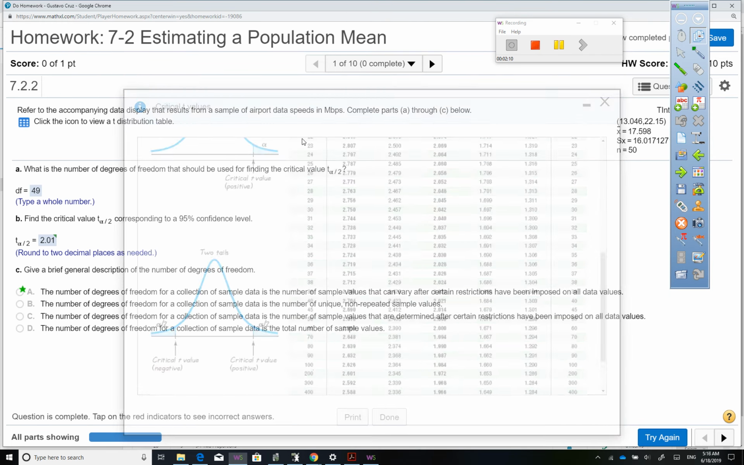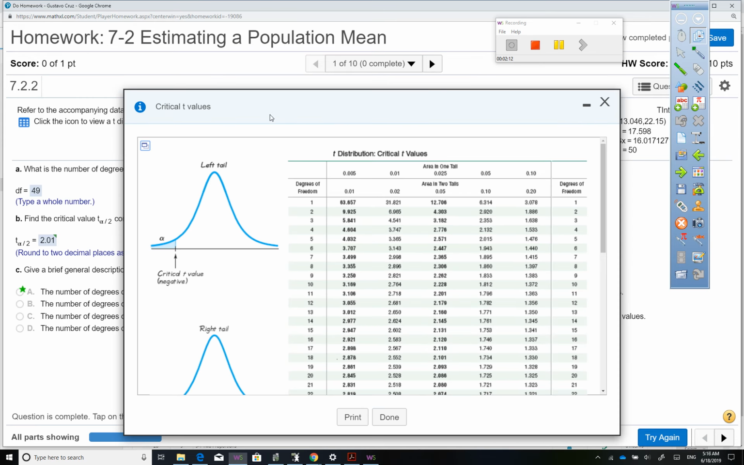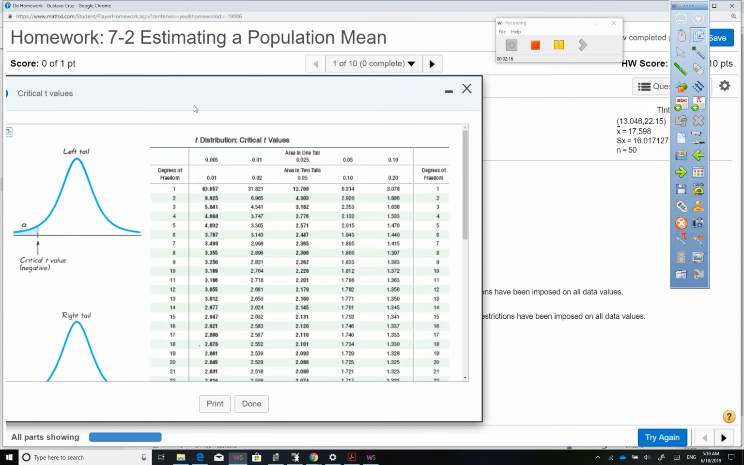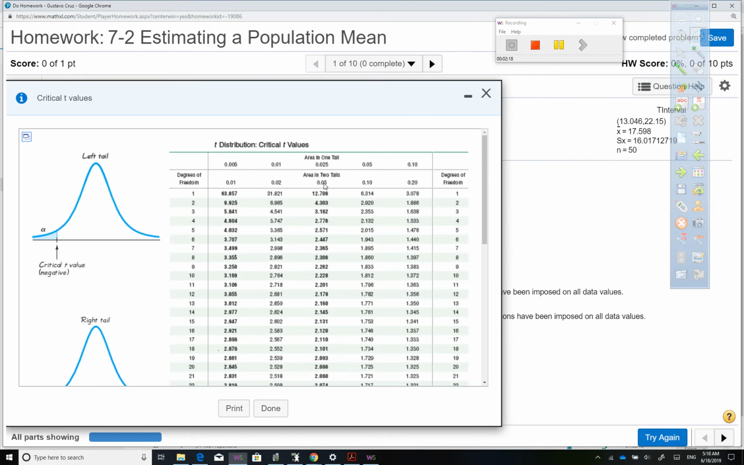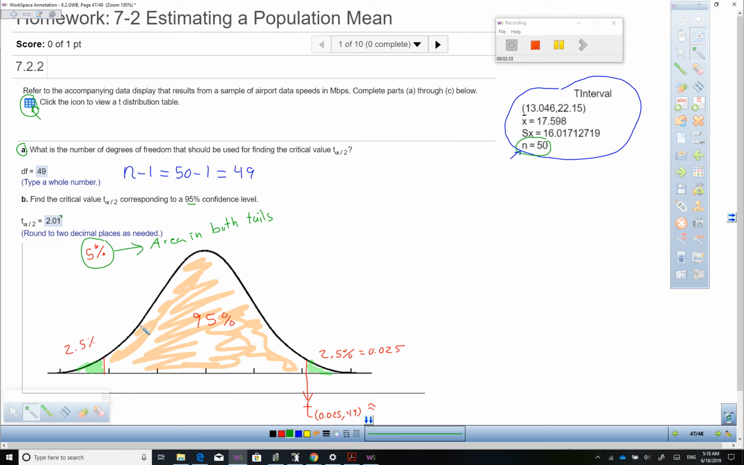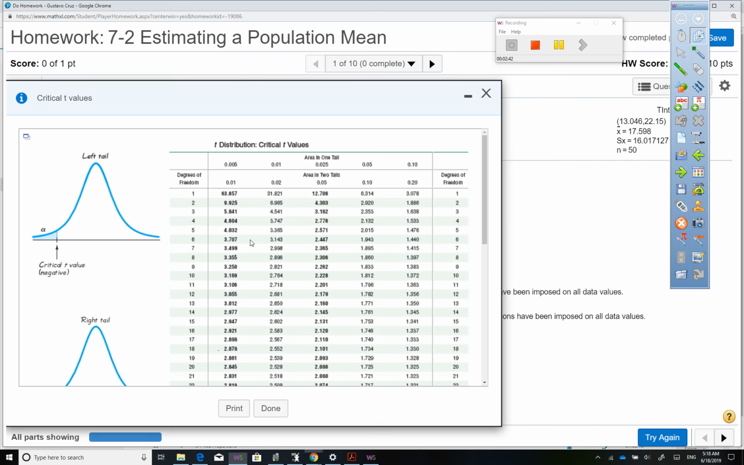And again, let me show you. When you click on that icon right here, there's a table. There's an option for area in one tail and also area in two tails. So we choose the one on the bottom because we have two tails right here. This is the area in both tails, so it's 5%. So that's our area right here, 0.05.